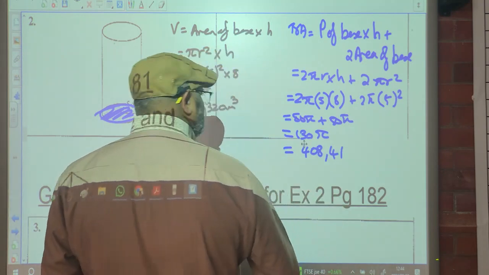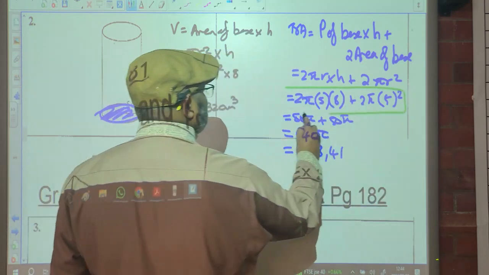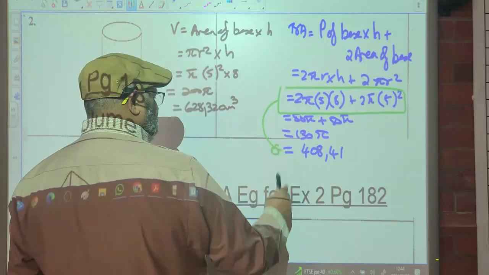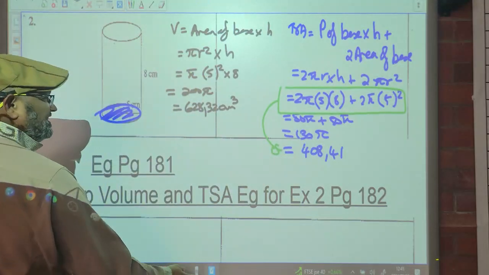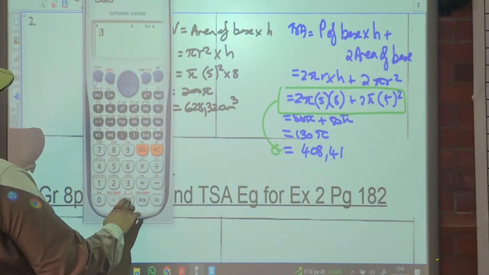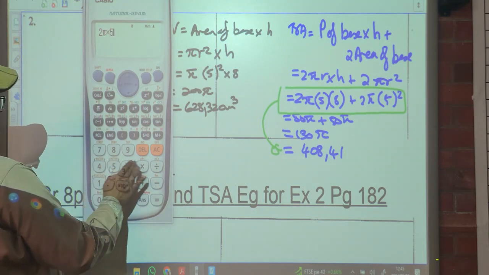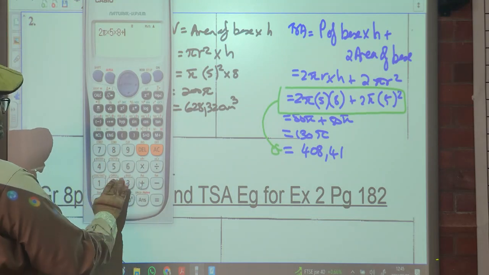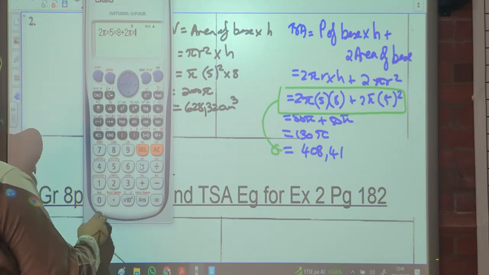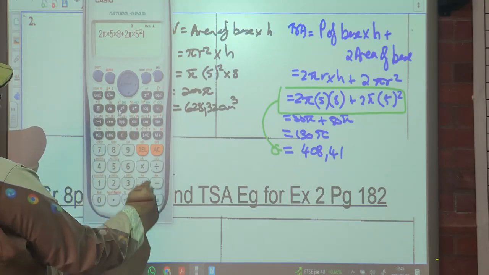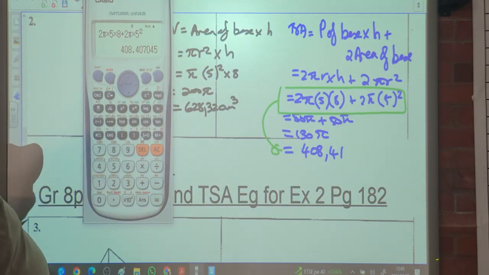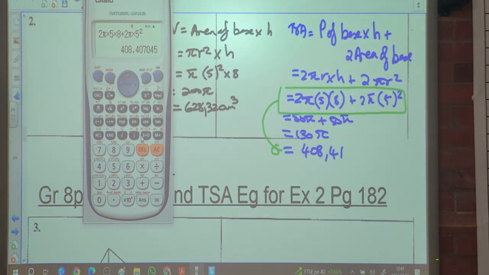Or what you could have done was, I'm going to punch this whole story into the calculator. You should get the same answer, provided I didn't make a mistake. 2 pi times 5 times 8 plus 2 pi times 5 squared. 130 pi, which gives us 408,4.